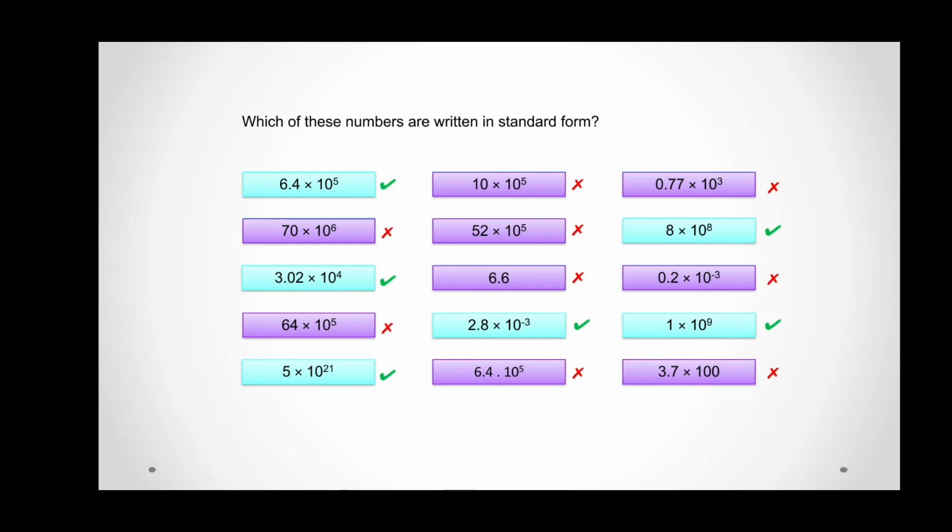8 into 10 to the power 8, that is in standard form. Then 0.2 into 10 to the power minus 3, the 0.2 value is lesser than 1, so not a standard form. So 1 into 10 to the power 9, standard form. 3.7 into 100, not standard form, you should write it as 3.7 into 10 to the power 2.